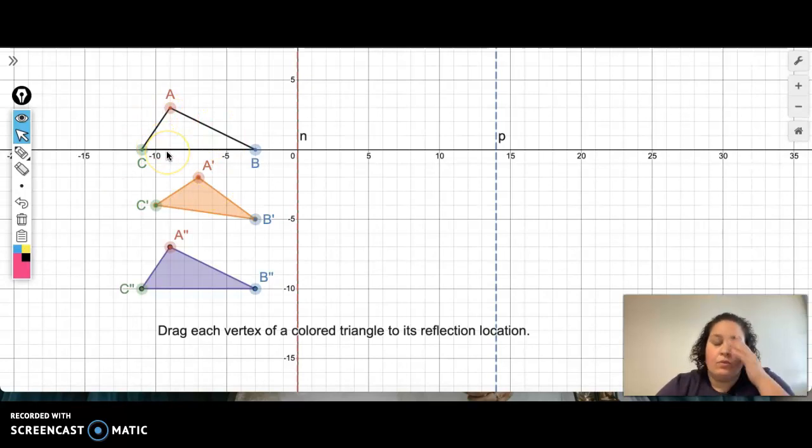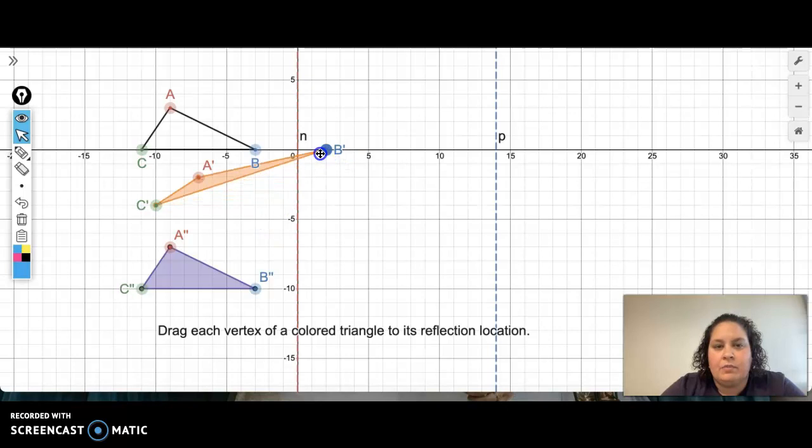So when I do that, the one thing I want to think about is how far away each of these segments are. So for instance, if this is the line it's flipping over, then I need to count how far away B is from that line. Well, B is 1, 2, 3 away, which means B is going to be 1, 2, 3 away over here. This is going to be my new B, and we label that with a little apostrophe next to it. So this one is going to be B prime. It's going to be 1, 2, 3 away from that line.